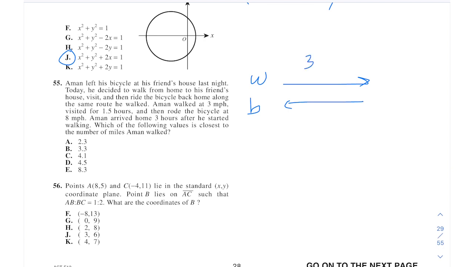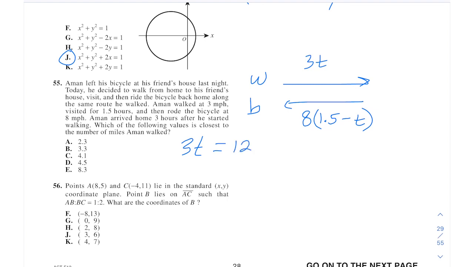So here he walked at 3 miles an hour times some amount of time, and then on the way home he went at 8 miles an hour times 1.5 minus whatever that was, and these distances would have to be equal because they said same route. Okay, so I think we're just setting these equal.